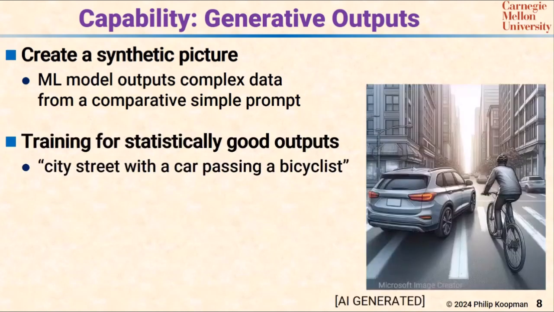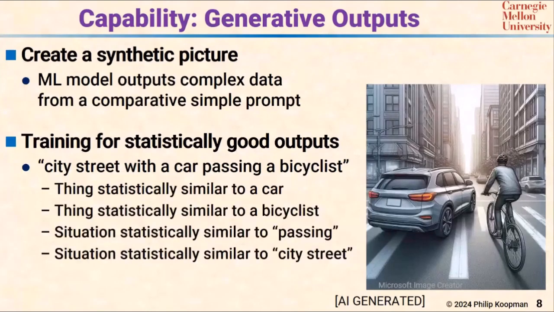And so I may say, give me a city street with a car passing a bicyclist, and I get some candidates, and I say, sure, I'll show that picture in my talk. Okay, great. It's really amazing that it can do this. I mean, just astonishing. Even a few years ago, it wasn't even close. This is just astonishing technology.